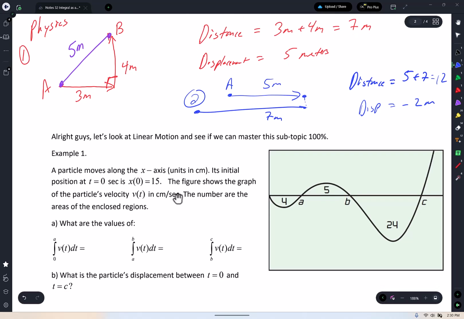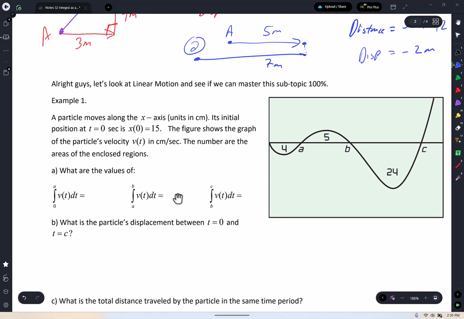All right, so let's look at this, guys. Let's go slow. A particle moves along the x-axis, units in centimeters. Its initial position is at 15. So, child, why does it say it's a 0? Because I'm just moving on the x-axis. I'm either moving left or right. Does that make sense? Okay.